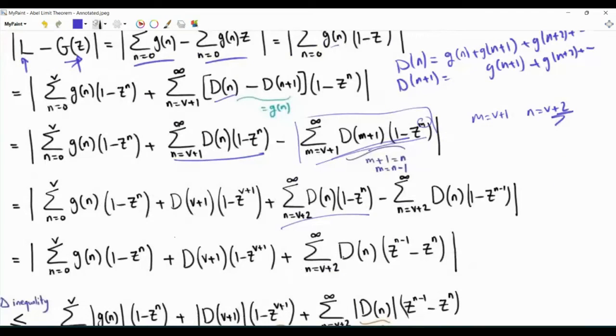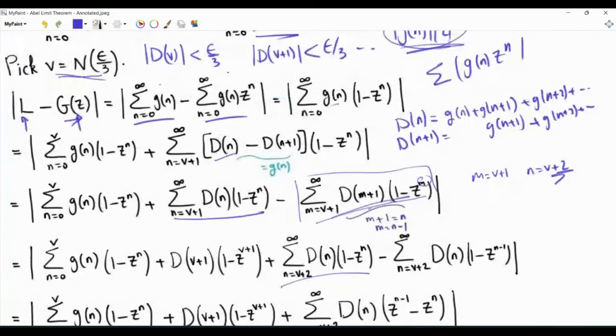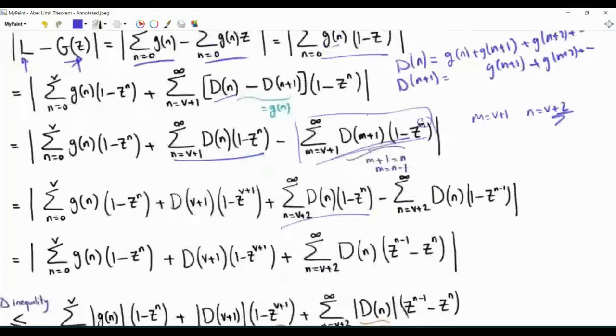Okay, so after doing these manipulations, basically what we have is the original summation, but taken from 0 to v, here it is, and then we have two other terms: d of v plus 1 times 1 minus z to the power v plus 1, and then a summation from v plus 2 to infinity of d of n times z to the n minus 1 minus z to the power n. Okay. And now we have the magnitude of all of these three terms.